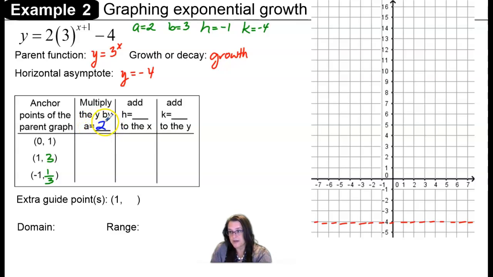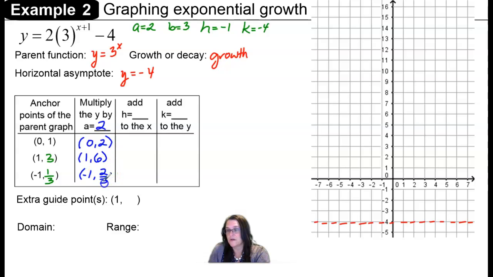Okay, now I'm going to multiply the y value by a, and that will take care of any vertical stretch or reflection in the x-axis that's occurred. So when I multiply the y value by 2, my x stays the same, and 1 times 2 is 2. Then when I multiply the y value here, 1 stays the same, and 3 times 2 is 6.